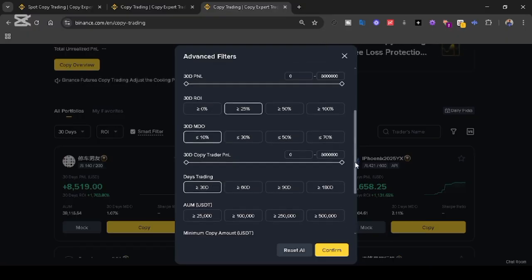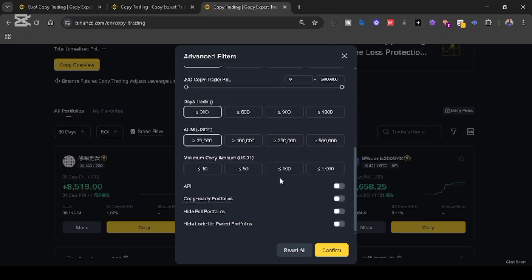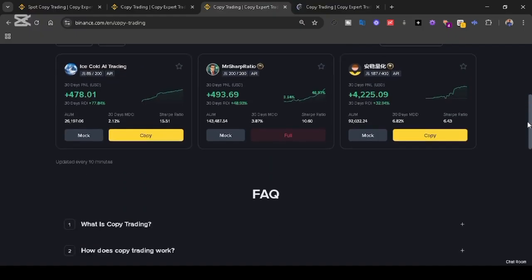Then when I scroll down, AUM simply means assets under management. That shows the total amount of money that this particular trader is handling. So we want a trader that is handling at least $25,000. And we also want a trader whose minimum copy amount is less than or equal to $10, because some of the traders you get here don't allow anybody to copy them with $10. So we need a trader that we can copy with at least $10. After making all these settings, you just click confirm. So we're done filtering, and we're left with only these 3 leaders to copy from.